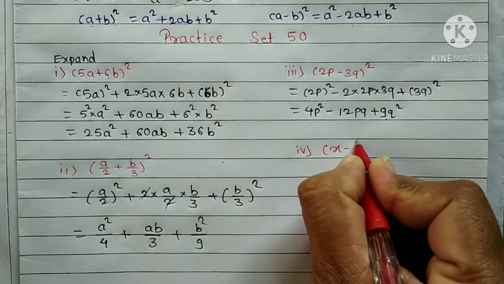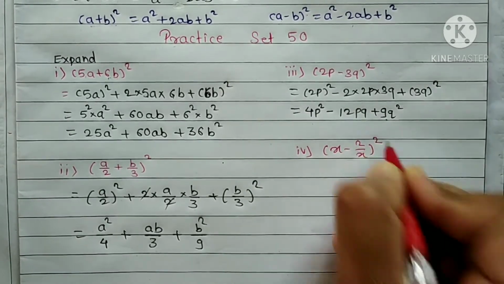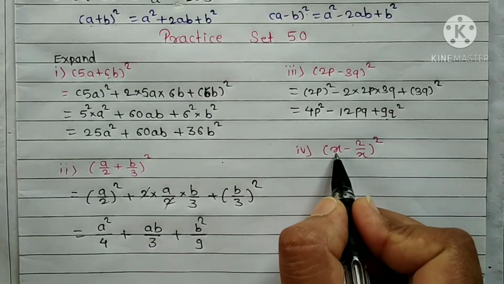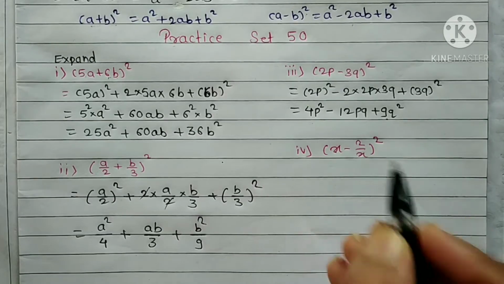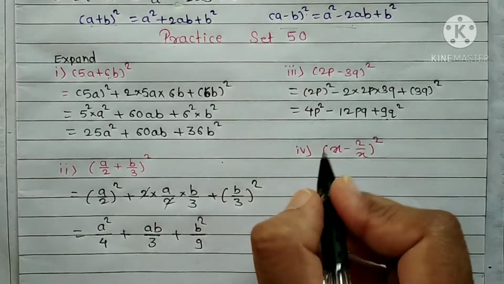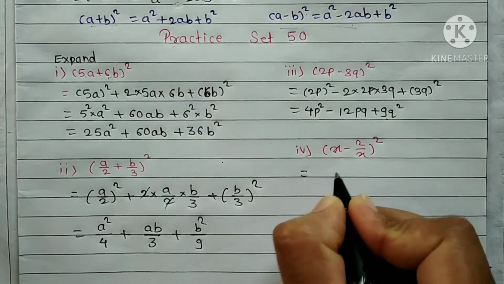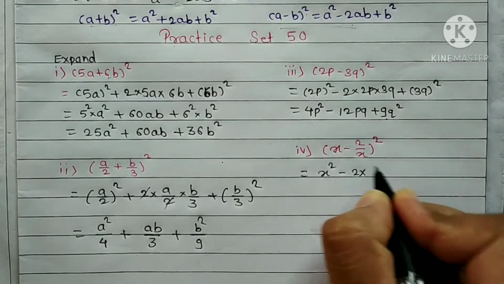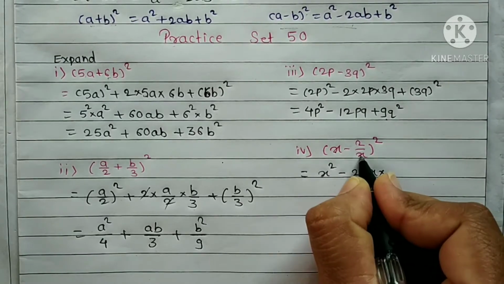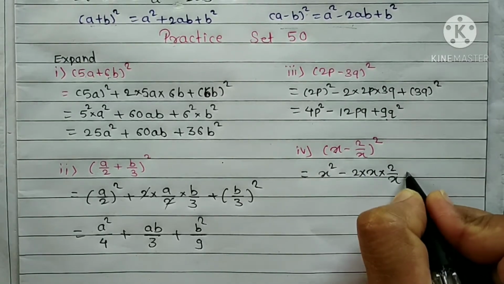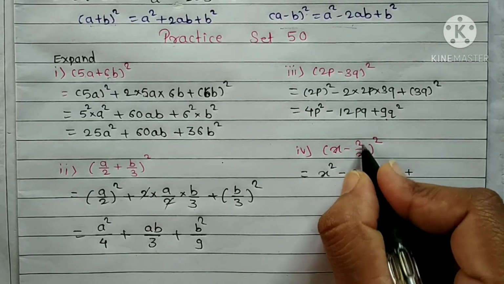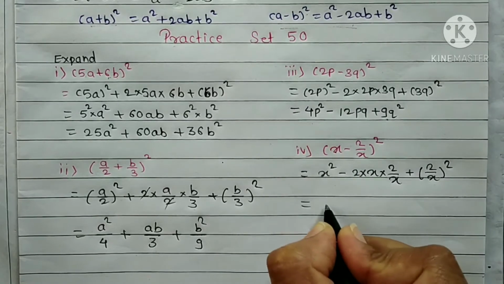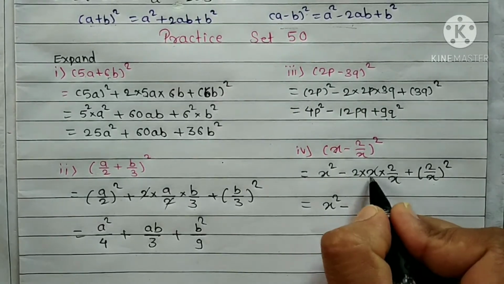This is your answer. Now the next example is (x minus 2/x) whole square. This is also in the form (a minus b) bracket square. Here a is x and b is 2/x. So use this formula. By using this formula we get a square, that is x square, minus 2 into a, that is x, into b is 2/x, plus b square, that is (2/x) bracket square, which is equal to x square minus, x gets cancelled.